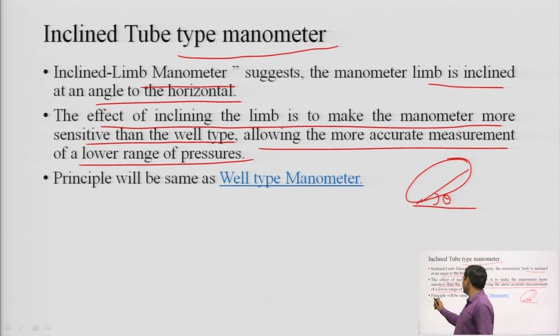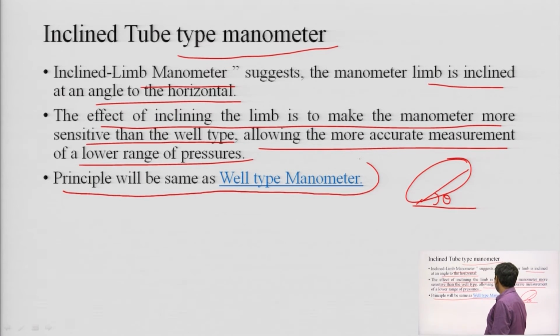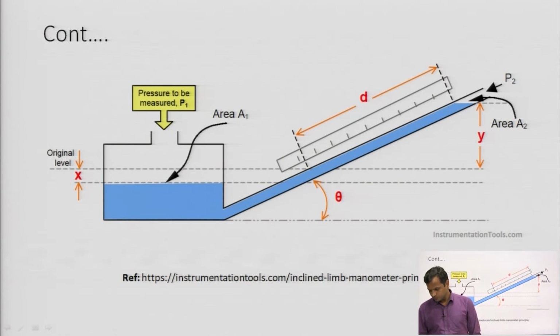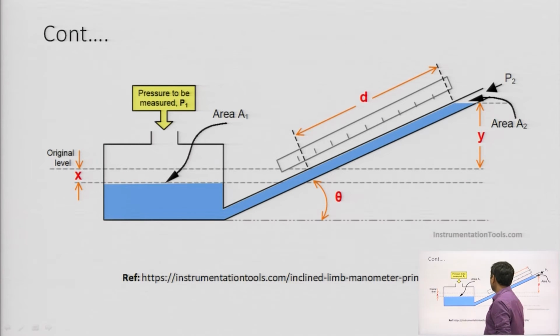I already told you that the principle will be the same as the Well type manometer. Now, we will see with the help of the diagram what the working is with respect to the diagram given. The well will be the same as we used in the Well type manometer, but the other limb, or the other tube, will be different. It will be inclined at some angle, that angle is equivalent to theta.